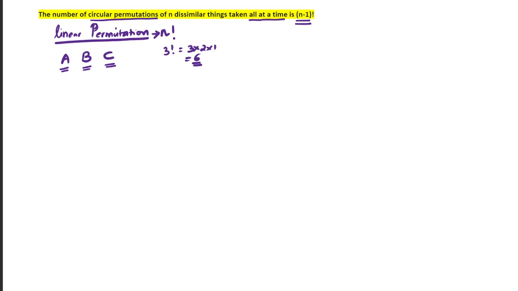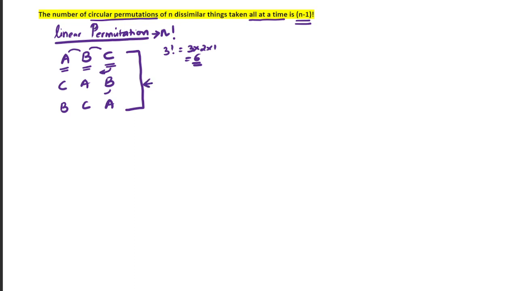Let's see how we can do it. A, B, C is the first way, and I'm going to move C to the first place, then A to the second, and B to the third place. So I will have C, A, B, and then my third arrangement is going to be B, C, A. These are the top 3 permutation arrangements that we got.